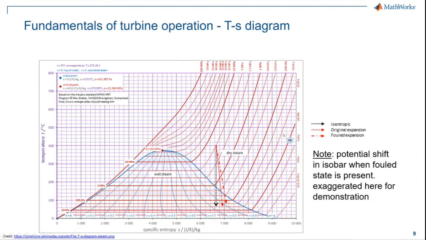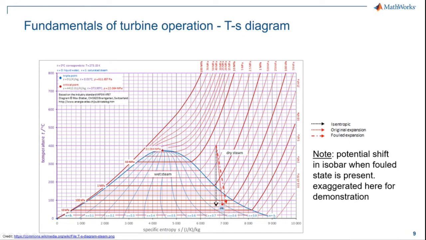This is sometimes easier to see on a temperature-entropy diagram. Here I've plotted 3 different cases. The one is the isentropic expansion, as you saw before, then the real expansion to the same isobar, which is a constant pressure line, and then the real curve, but with an increased isobar as a result of the fouling condition.